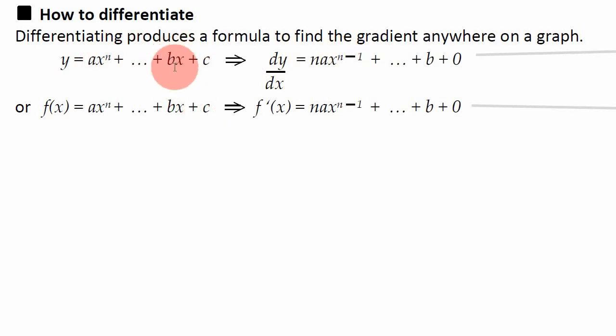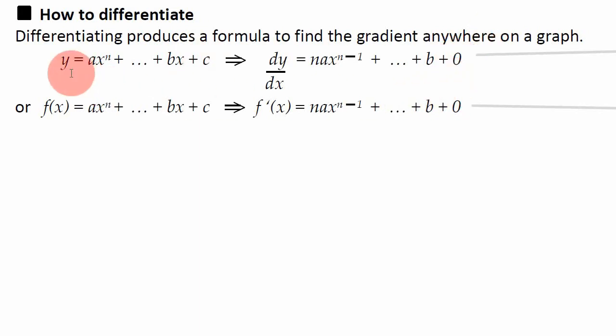And if you've got a number times an x, like 5x, that just differentiates to 5. Or if you've got minus 1.2x, that differentiates to minus 1.2. So just get rid of the x and keep the number. And if you differentiate a plain number, that just disappears and becomes a 0. You don't need to write plus 0 in the real working out. This is just showing you that numbers differentiate to nothing.